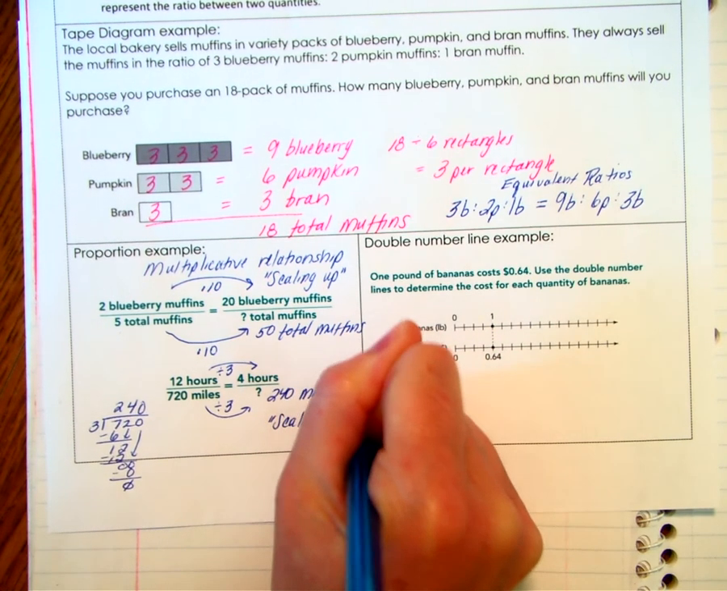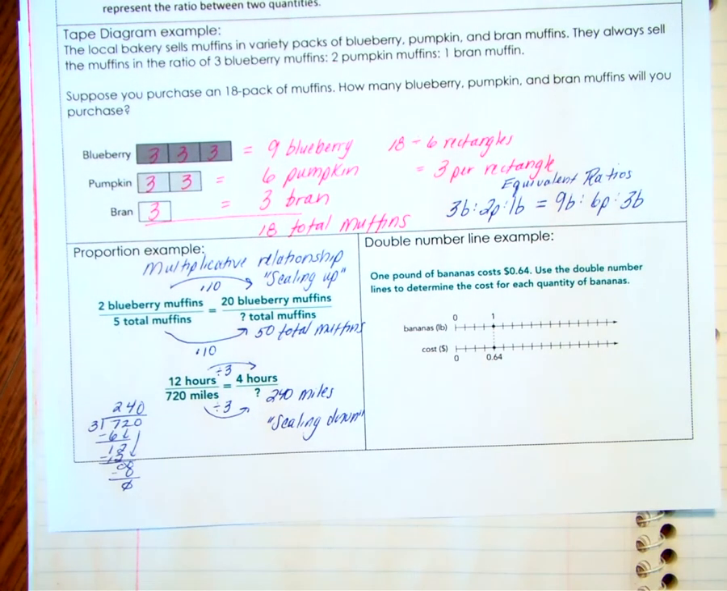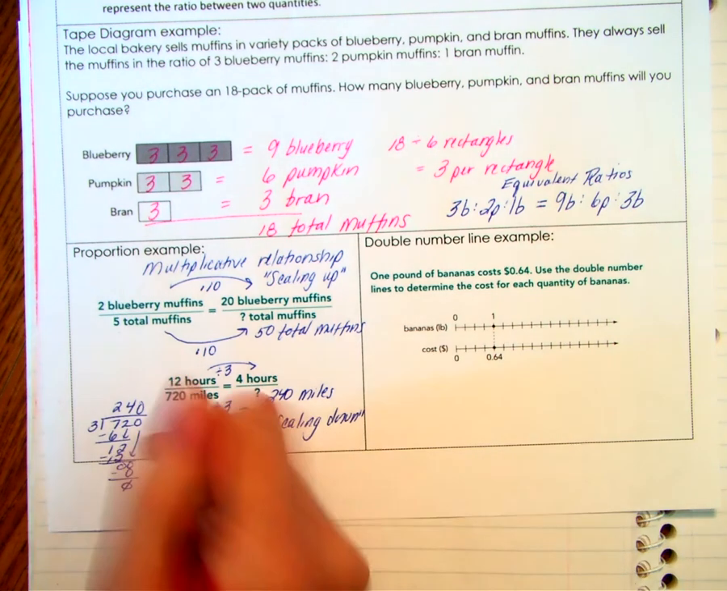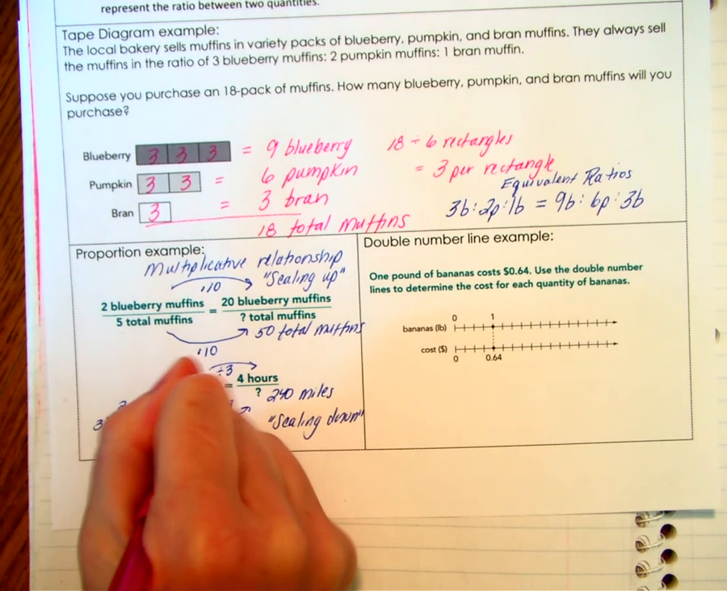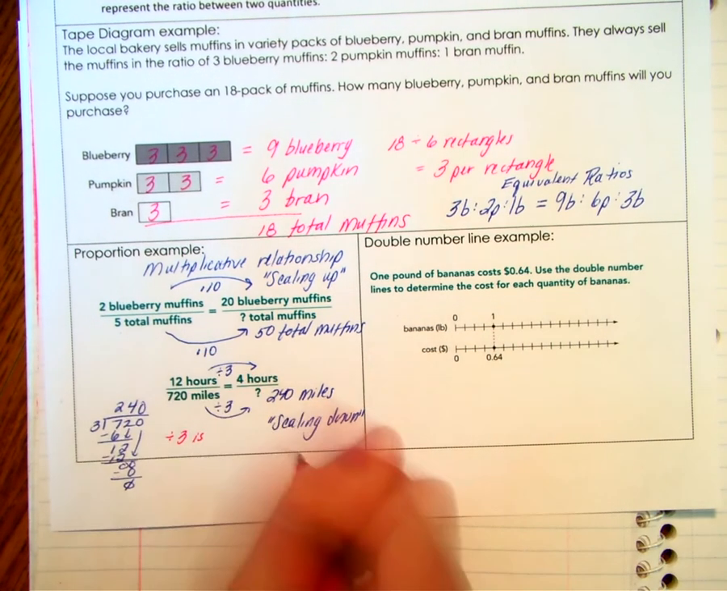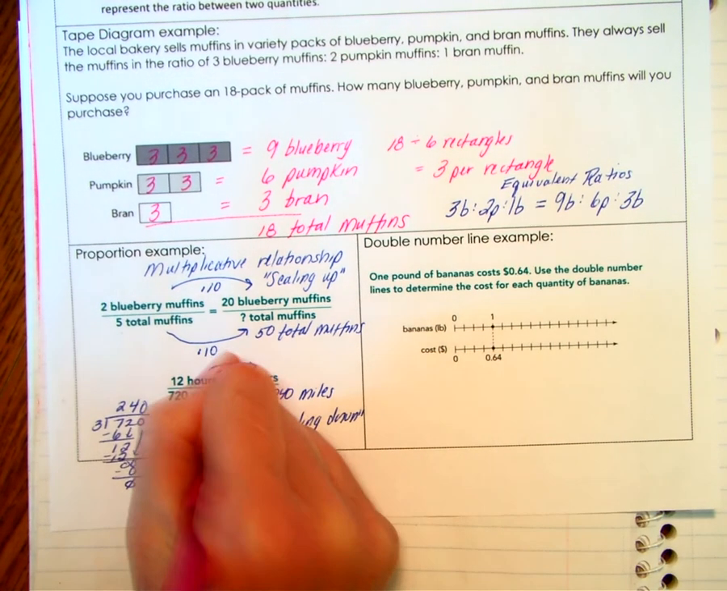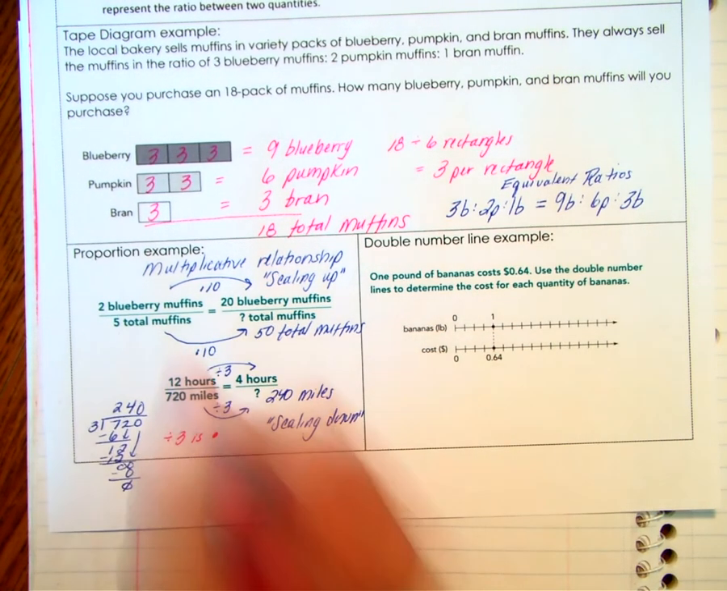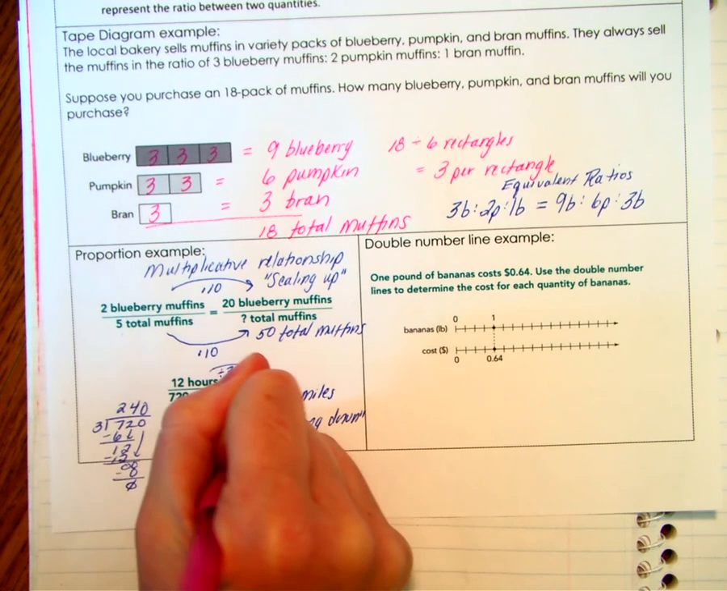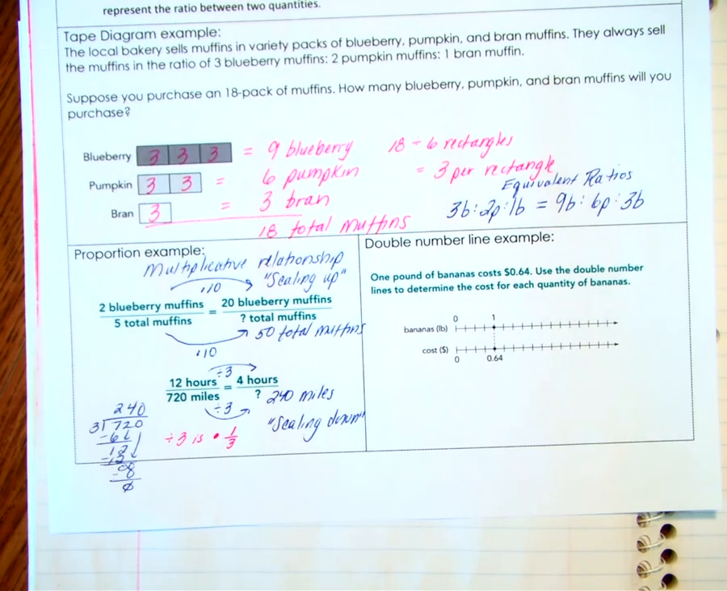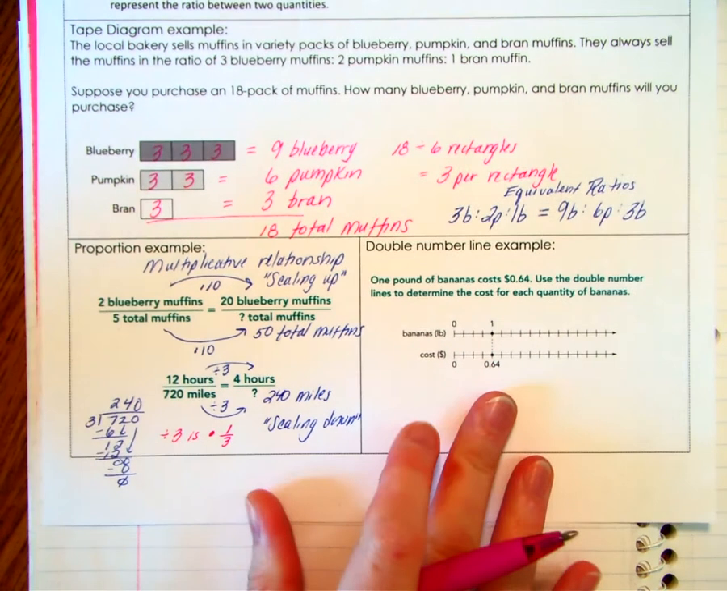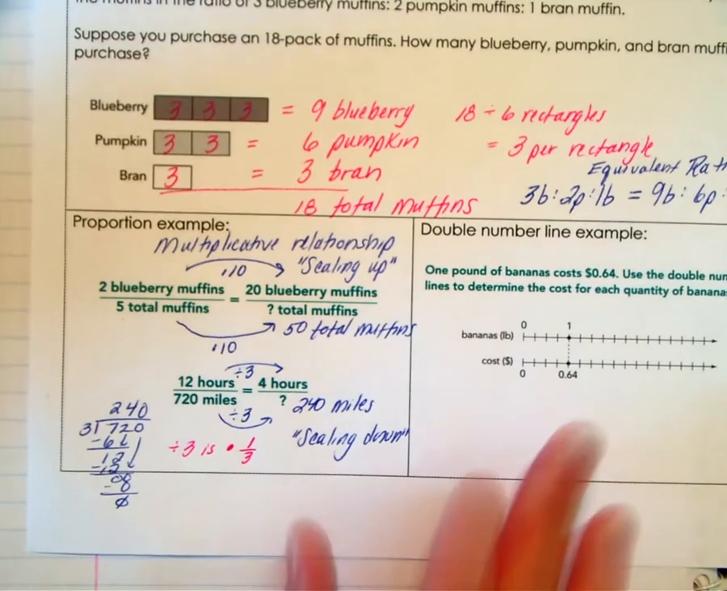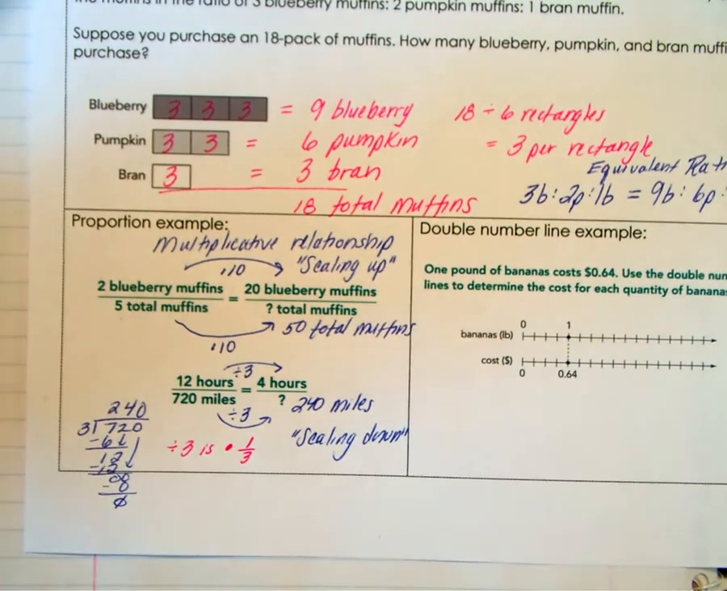Now, scaling up and down is not exclusively used on proportions. You can scale up and down on the tables, the double number lines. It works in other situations as well. Let's briefly talk about what was the same as dividing by 3. Dividing by 3 is the same as multiplying by who? Multiplying by 1/3. So you could have gone that route. Make sure you get those notes down.